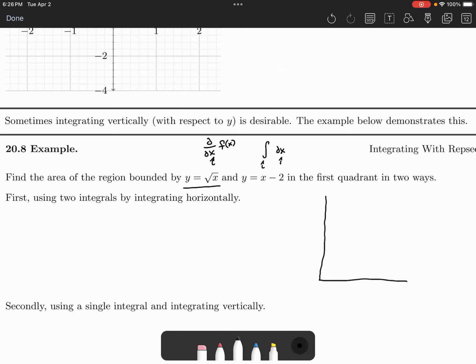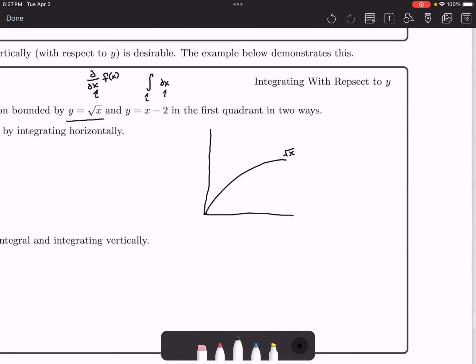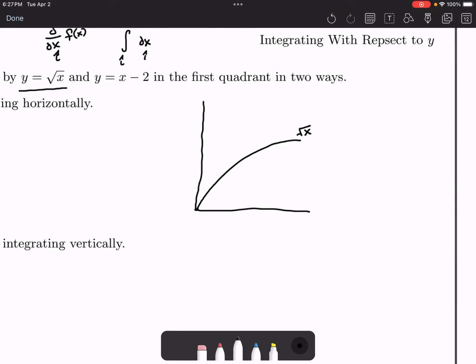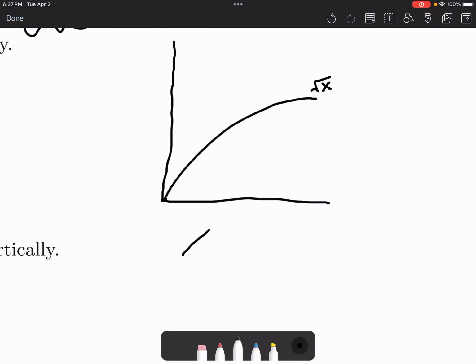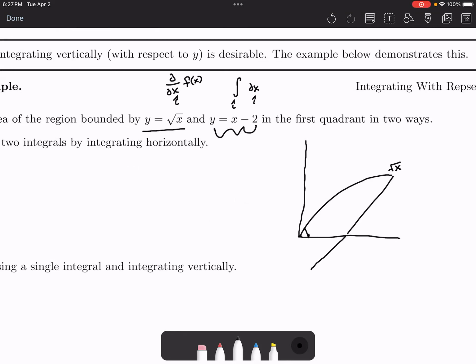We have the curve y is equal to the square root of x, and we have the function y is equal to x minus 2. And we want to find the area between them. So we can do so in two ways. First, we're going to integrate in the x direction. So we will take this function value minus this function value, and that will give us the length of that line.